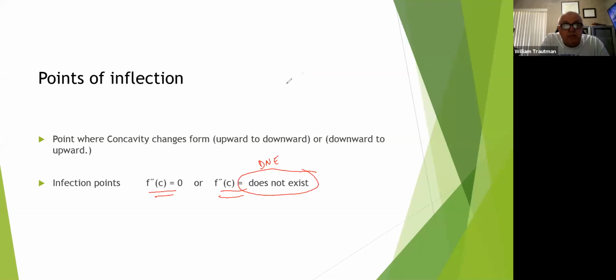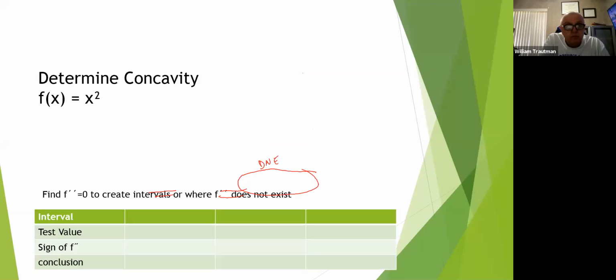So that's the point of inflection. The inflection point is where the second derivative equals 0. So it says determine concavity, and we're going to go through this process. When we're going to graph this later on, the first thing we want to do is find out where the second derivative equals 0.